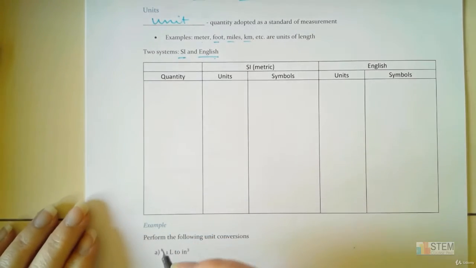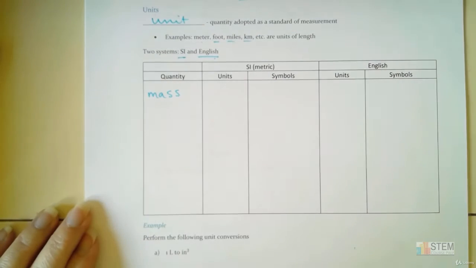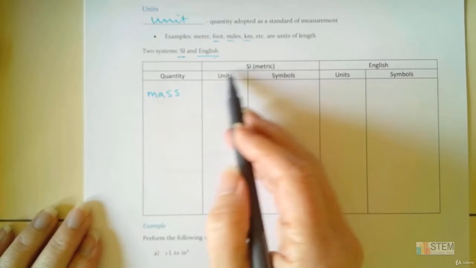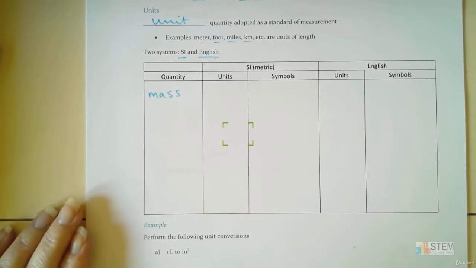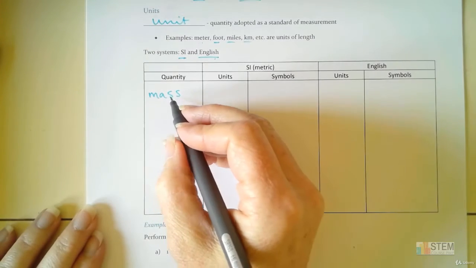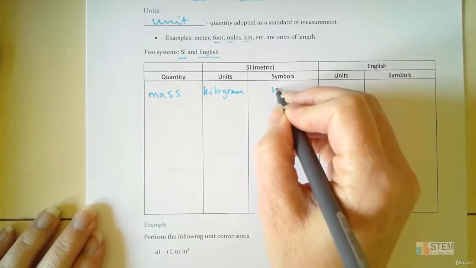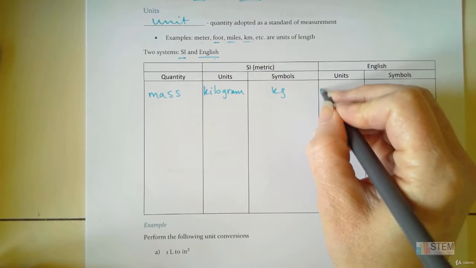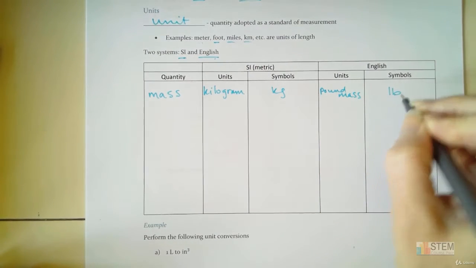Let's go ahead and make up this little table. We're going to put our four commonly used quantities. Okay, so let's start with mass. Now these next two columns, these are for the SI system, and then after that we've got the English system. Okay, so for mass, our units, we're going to have kilogram, and our symbol for that will be kg. Now for English, we're going to have pound mass. Symbol there will be lb.